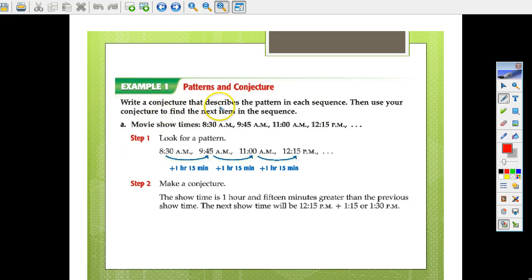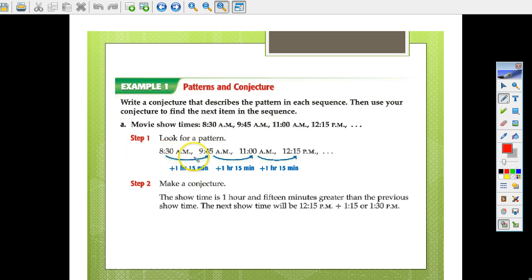Write a conjecture that describes a pattern in each sequence. Then use your conjecture to find the next item in the sequence. Okay. So movie show times, you have 8:30 a.m., 9:45 a.m., 11 a.m., 12:15 p.m., and on and on. So look for a pattern.